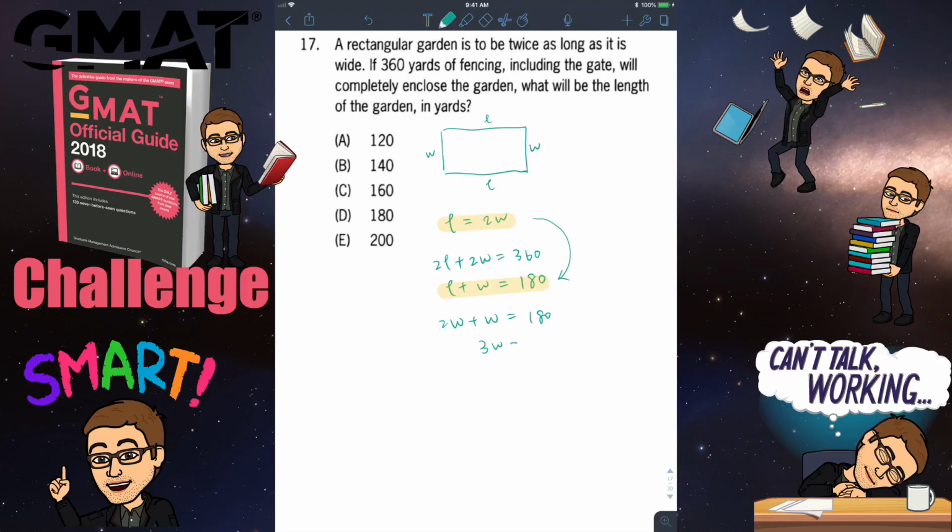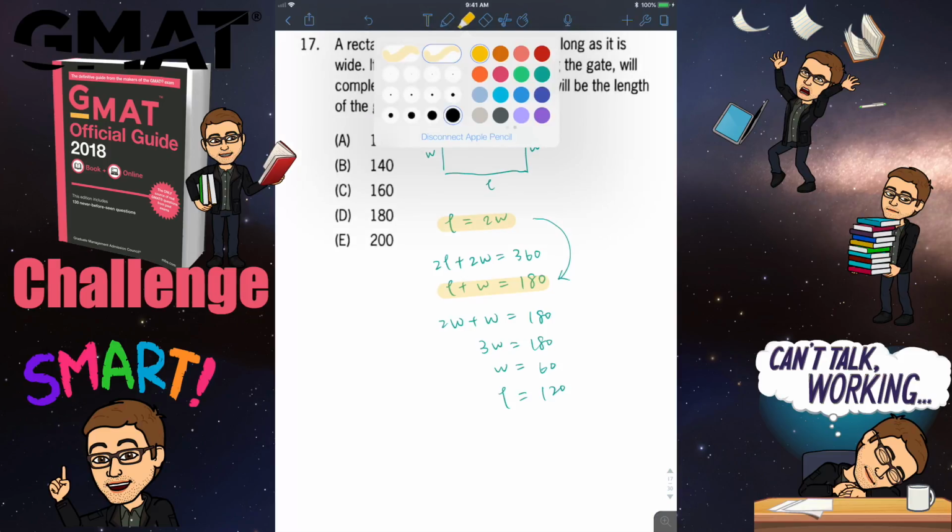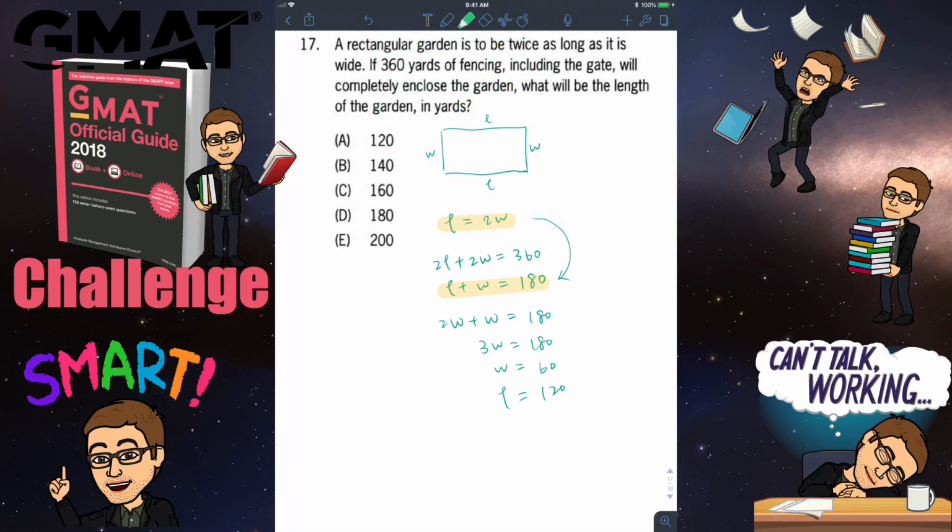So you replace L with 2W, plus W, you get 180. So 3W is 180. That basically suggests that the width is 60. And because length is twice as much as the width, 60 times 2 is 120, and that's the length. And the answer is A, 120.